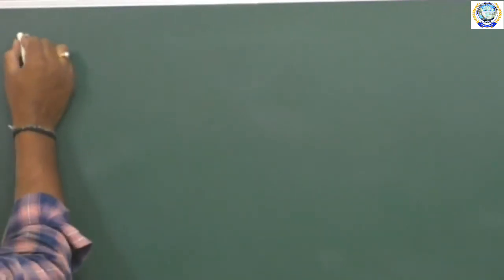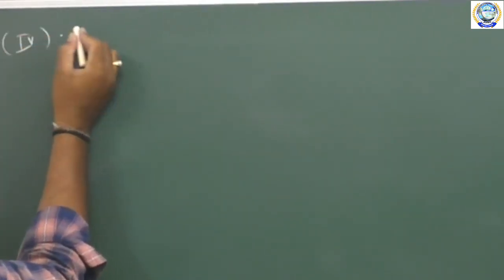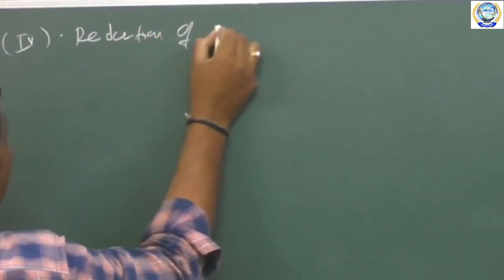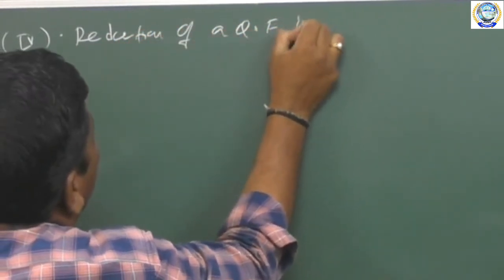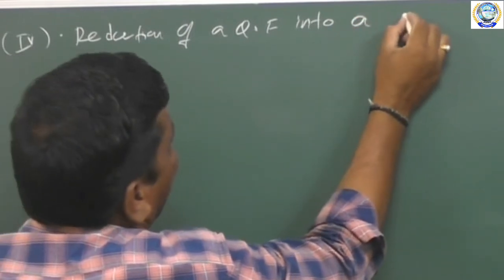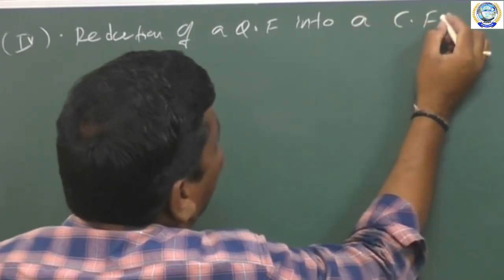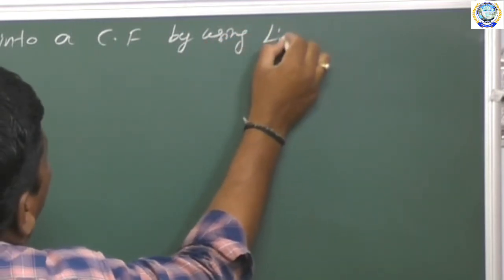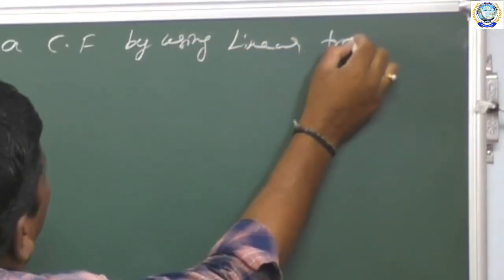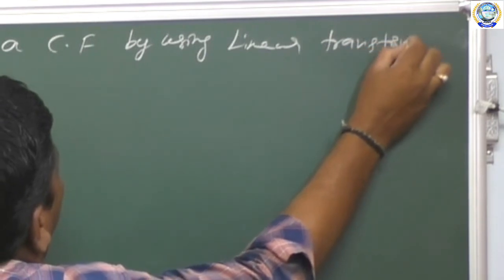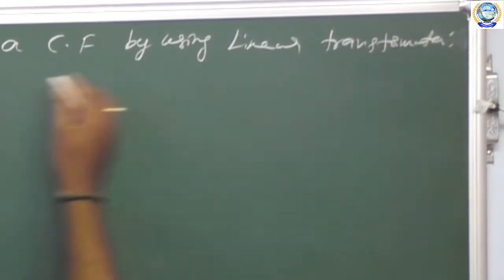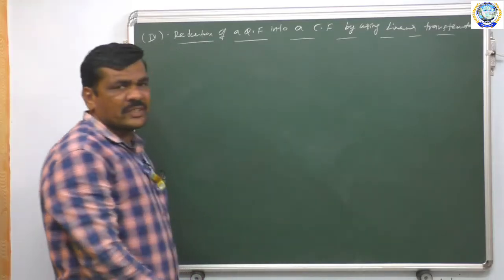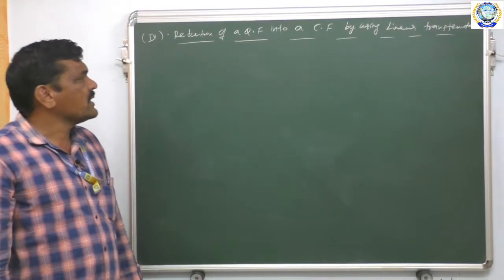Next, we will go to the fourth topic, reduction of a quadratic form into a canonical form by using linear transformation. Reduction of a quadratic form to canonical form by using linear transformation.